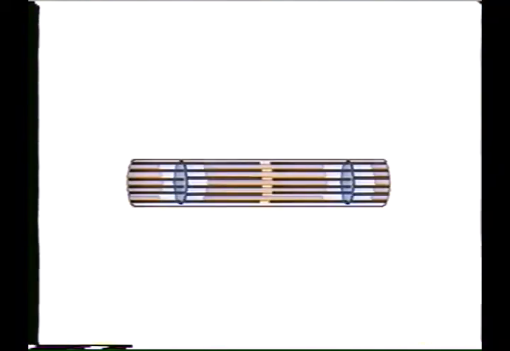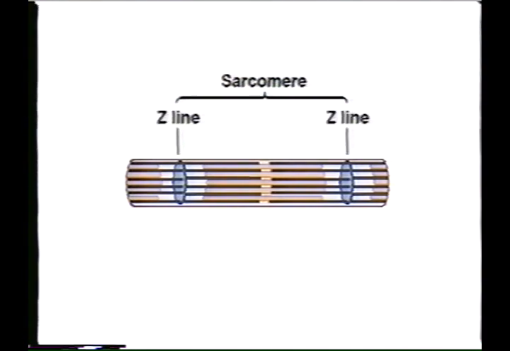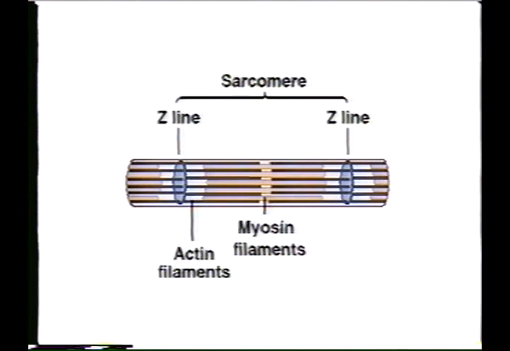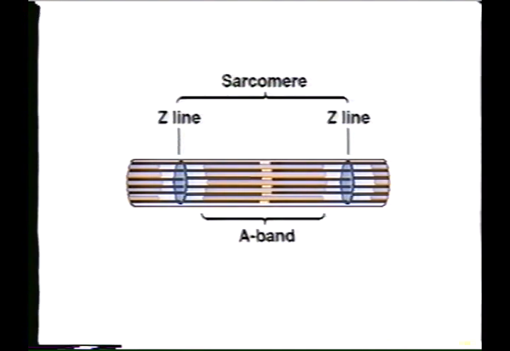The basic contractile unit of a muscle is the sarcomere, which extends from one Z-line to another. Two types of filaments are present: the thick, or myosin filaments, and the thin, or actin filaments. Myosin filaments are within the A band. The H zone contains only myosin filaments, whereas the I band contains only actin filaments. The actin and myosin filaments overlap within the A band on either side of the H zone.